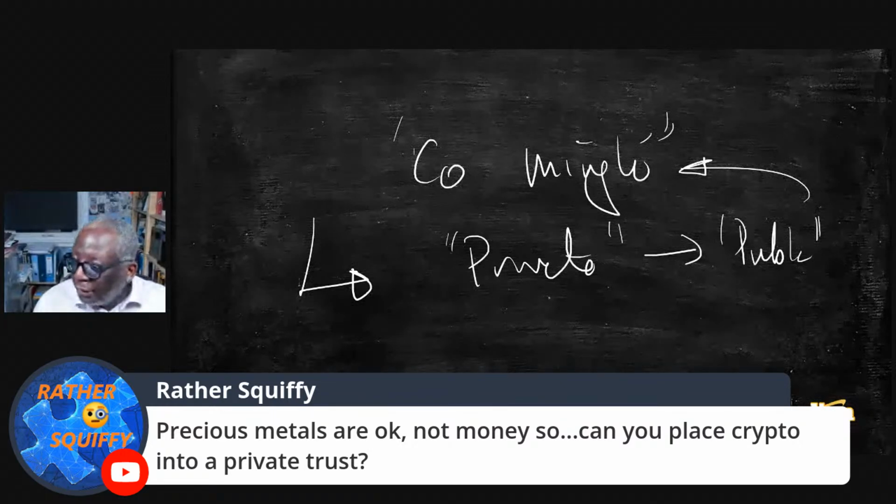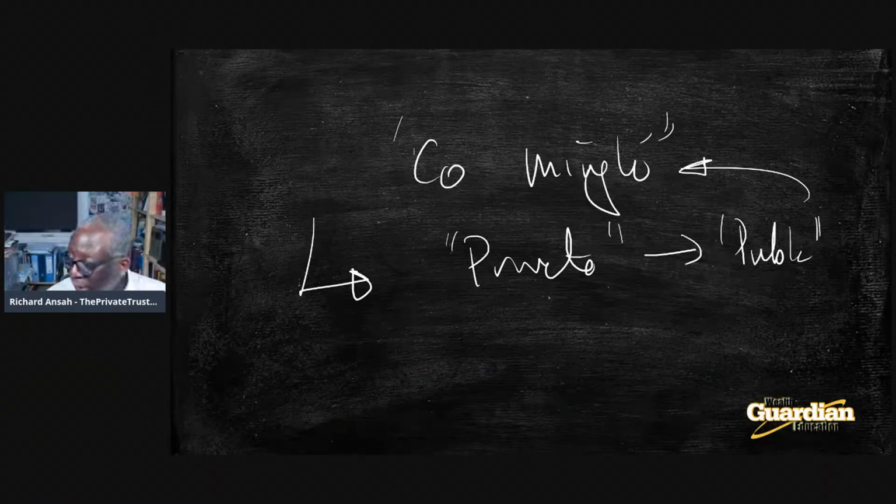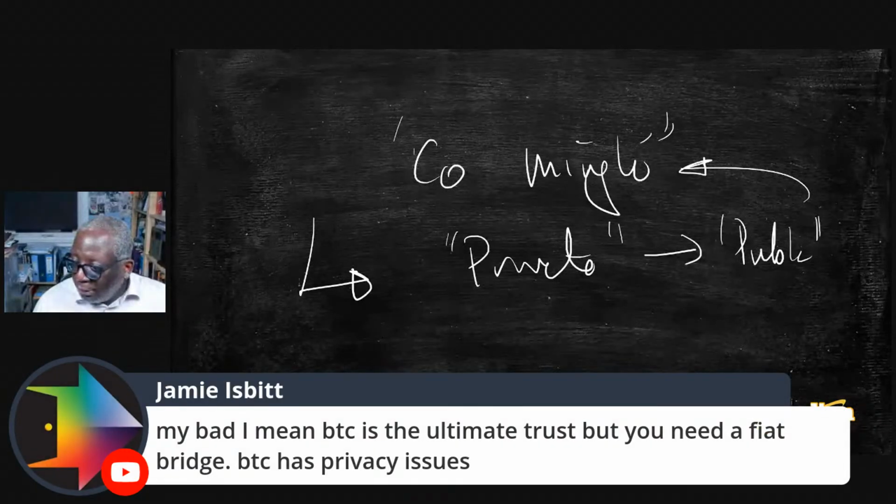Okay, so you can place crypto into a trust. I don't see why you couldn't, as long as you know what you're doing. You can put anything into a trust, whether it's tangible or intangible, whether you can touch, taste, or feel it, or whether you can't. You just need to understand what you're doing. Right, my bad. I mean, BTC is the ultimate trust, but you need a fiat bridge. BTC has privacy issues. Yeah, okay, I get that.